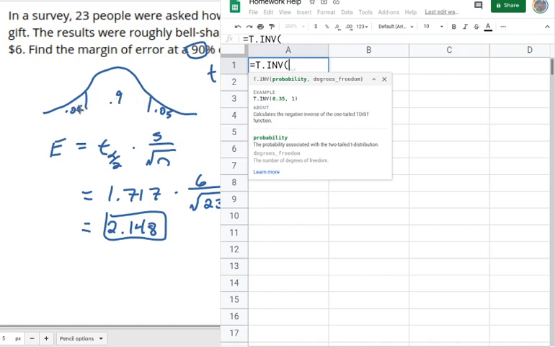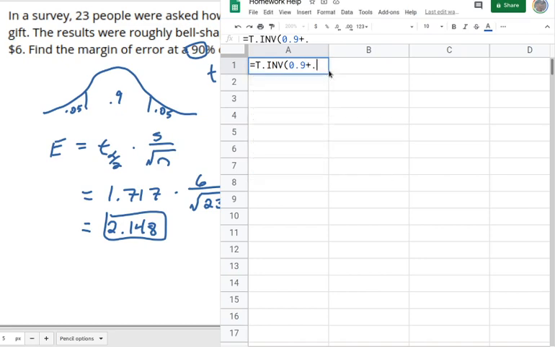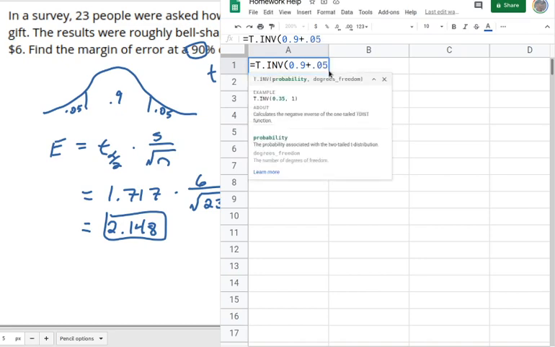Well, it's the 0.9 plus the 0.05. So I could plug in 0.95, or I could do the addition here, 0.9 plus 0.05. The other thing I could do is get the negative critical value by plugging in just 0.05, and I'd know that I need to change the critical value to positive. So I'll do this first, and then I'll come back and plug in 0.95.